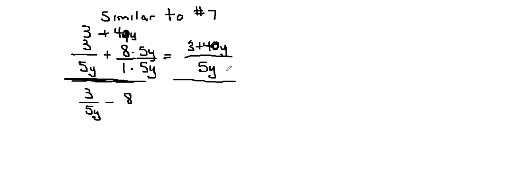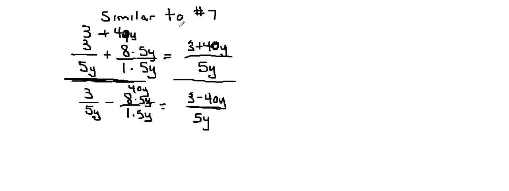Now I'm going to do the same thing with the bottom. I'll put 8 over 1, and then I'm going to multiply top and bottom by 5y, because I want the denominators to be the same. 5y, like so. And so this is going to equal, here's my fraction bar for the denominator, 5y comes across here, and then I've got 3 minus 8 times 5y, which is 40y, and that's 3 minus 40y. Okay?